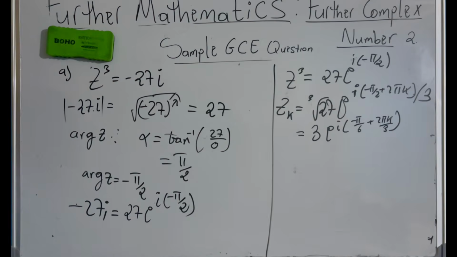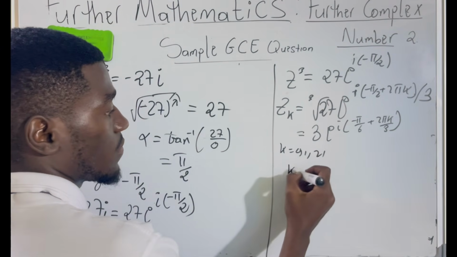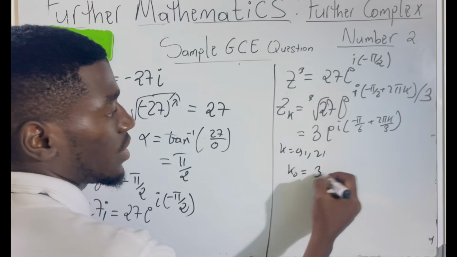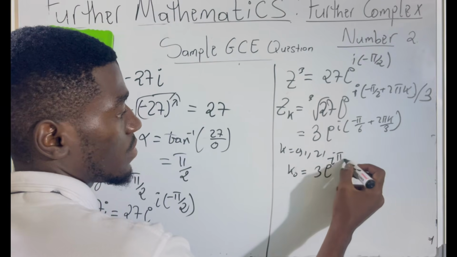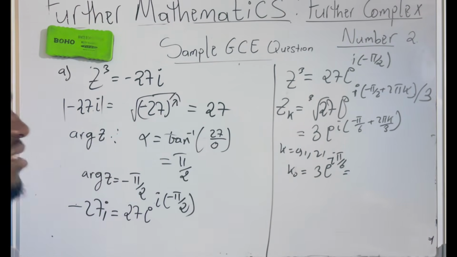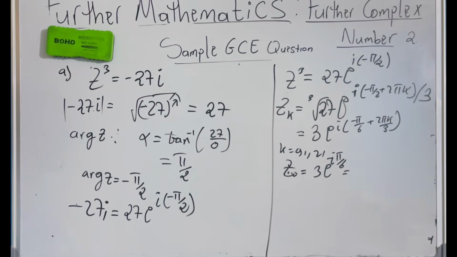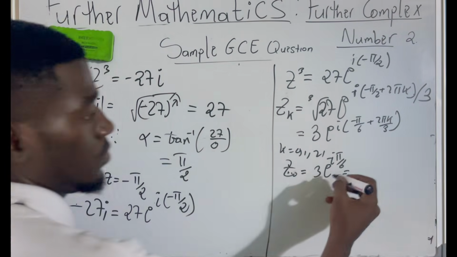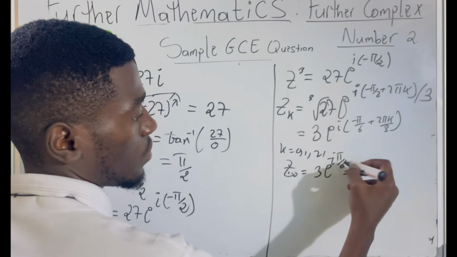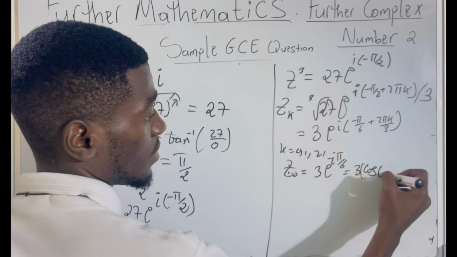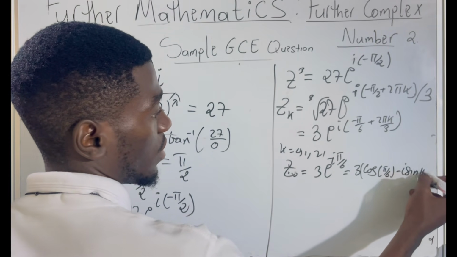We all know that z_k, we take the values 0, 1 and 2, so k of 0 is simply equal to 3. If I put k = 0, e to the negative i pi over 6. It's okay. Then to put it algebraically is not difficult. It will be 3 cos of pi over 6 minus i sine of pi over 6.